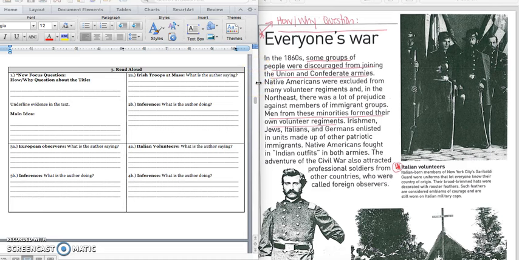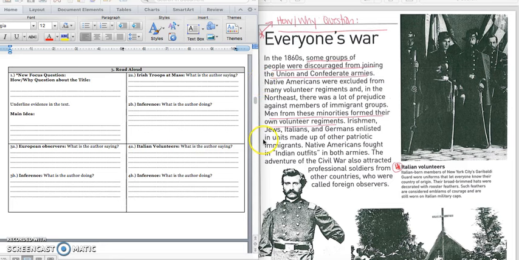Let's keep going. Native Americans were excluded from many volunteer regiments, and in the Northeast there was a lot of prejudice against members of immigrant groups. Men from these minorities formed their own volunteer regiments. Irishmen, Jews, Italians, and Germans enlisted in units made up of other patriotic immigrants. Native Americans fought in Indian outfits in both armies. The adventure of the Civil War also attracted professional soldiers from other countries who were called foreign observers.